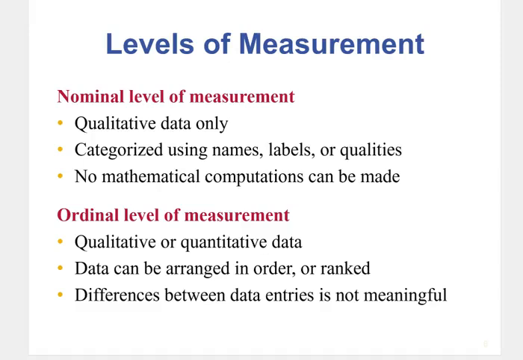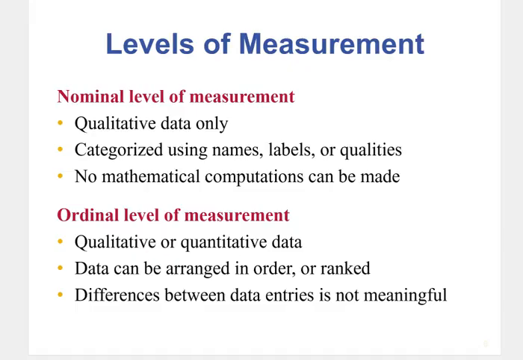All right, nominal. If you are doing a nominal level of measurement, that means it is qualitative only. You are categorized by names or labels or qualities or something, and no mathematical computations of any kind can be given on this. So like if you asked people their favorite pizza topping, right? We can't talk about the mean pizza topping. We can't talk about the median pizza topping. So again, you won't be able to do anything with those as far as mathematics and computations go.